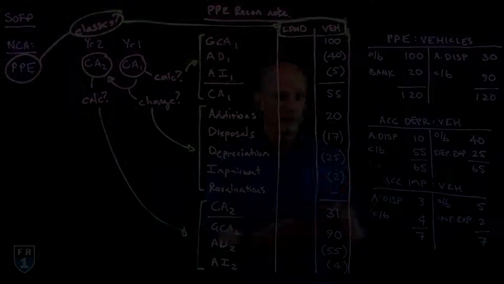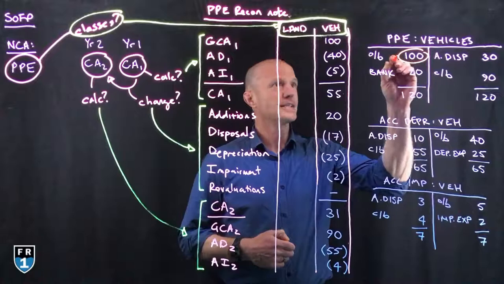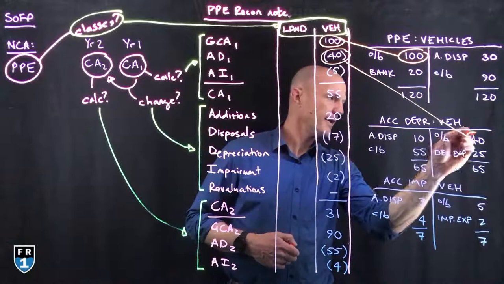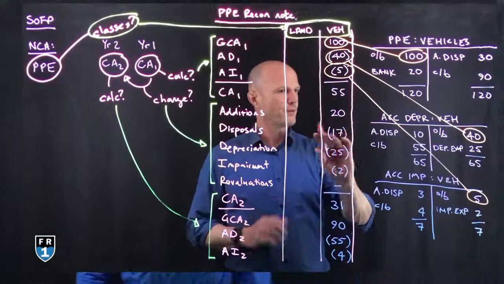If you'd like to see how to get these numbers, watch here. This 100 is that 100 there. This 40 is this 40 here. This 5, that's this 5 over here. That 55, remember, that's not in these accounts. You can work that out though easily enough.